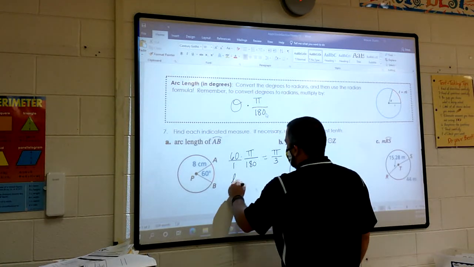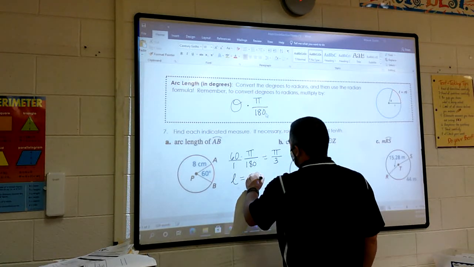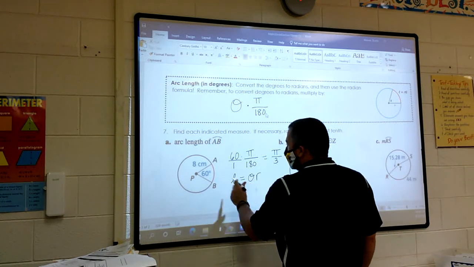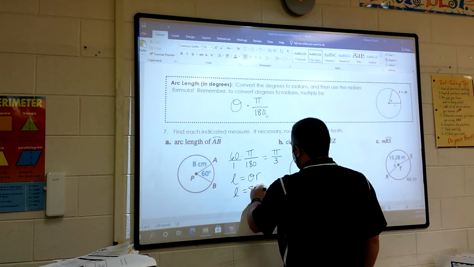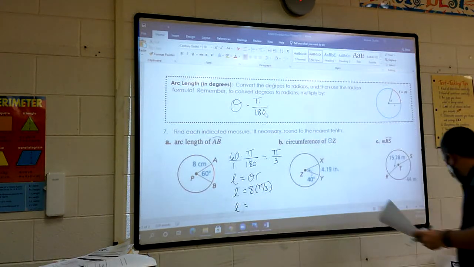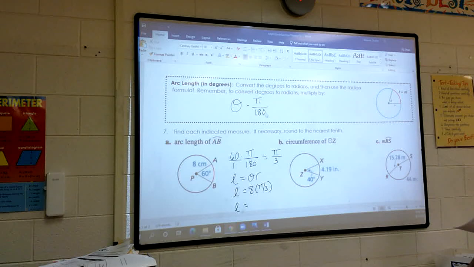So now the length is equal to the angle times the radius, or the radius times the angle, either way. The radius is 8, and then we have pi over 3. So now we can get our arc length. It's just 8 times pi over 3. So there's one extra step there. You get 8.38.